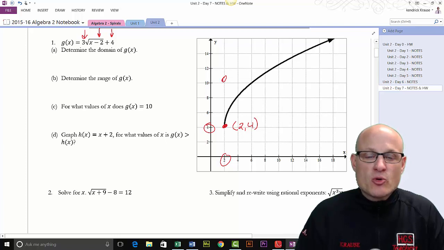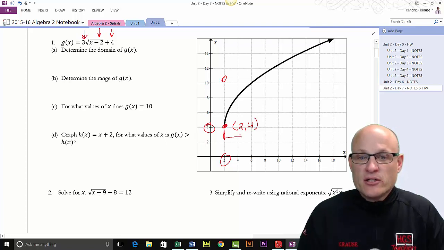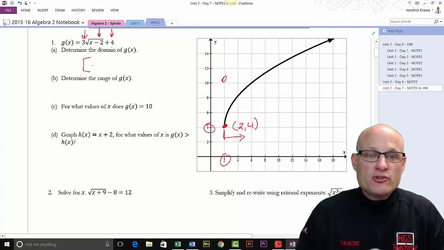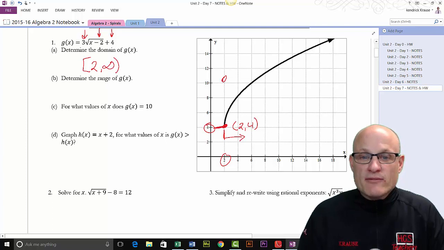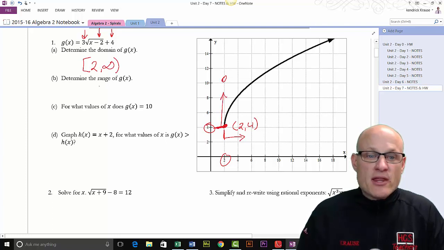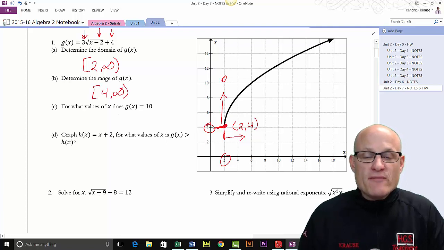It says determine the domain of the x values. So that is the lowest x value here going to the right. So that would be 2 to infinity. Determine the range. Well, that would be the lowest y value going up. That would be 4 to infinity. It says for what values of x does g of x equal 10? Well, here's 10. And it equals 10 when x is equal to 6. So the answer to this question is, in fact, 6.